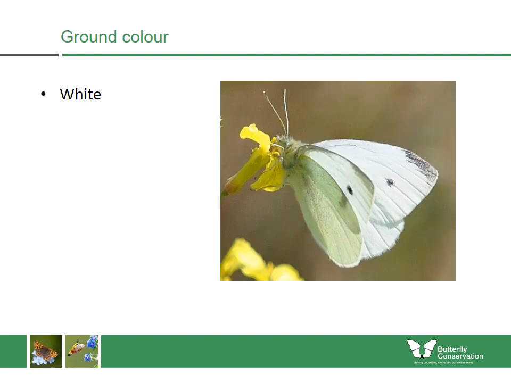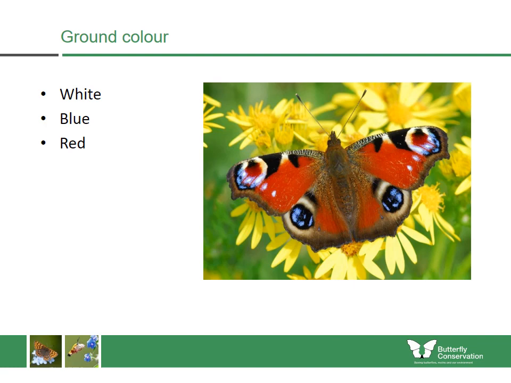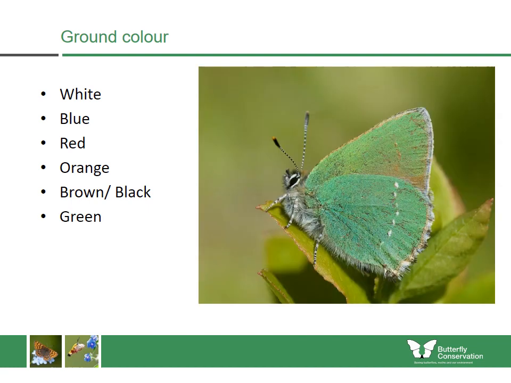So starting off with the ground colour, there's several white butterflies. There's a single common and widespread blue butterfly called the common blue. There are other blue butterflies as well though, and we'll talk about those later in the presentation. Then there's a mostly red one, this is the peacock. Then there's several orange butterflies. There is some which are brown or very dark brown, which look almost black as well. And there's a single green species of butterfly in Scotland called the green hairstreak.